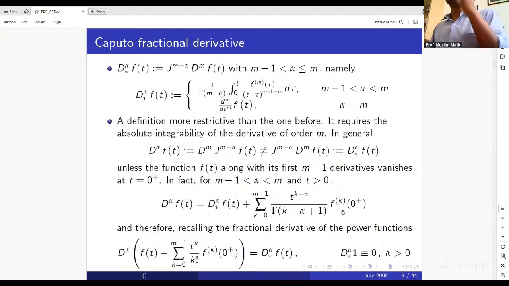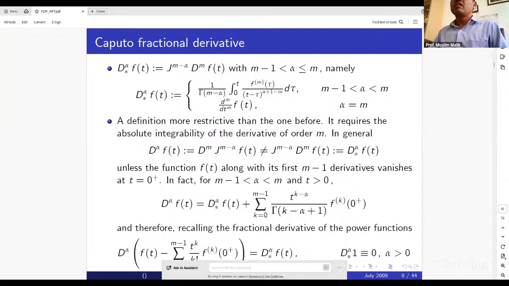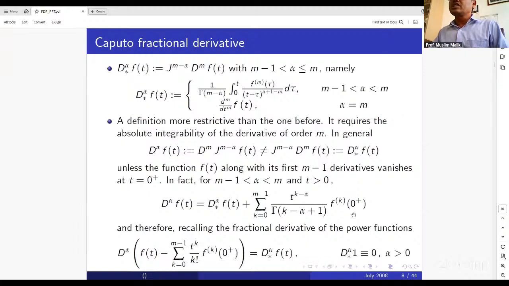One positive thing with this Caputo fractional derivative is that here we need the initial conditions in terms of the derivatives, meaning lower order derivatives of the function f. But in the Riemann-Liouville derivative, we need the initial conditions in terms of integrals and derivatives.